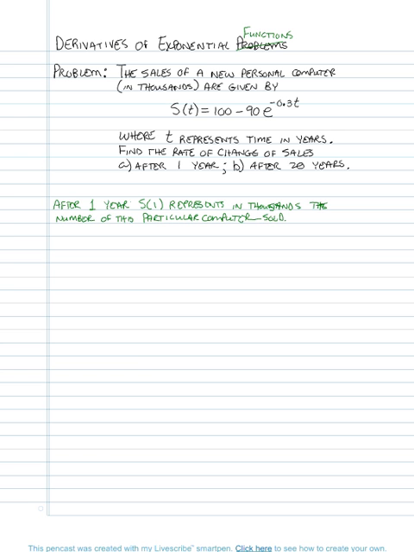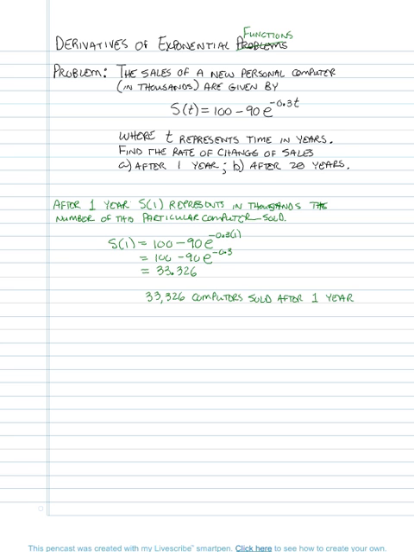And so the way we would calculate that is we'd put a 1 in for t and do the appropriate calculation. Now, t is 1 here, so we would have 100 minus 90 times e to the power of 1 times negative 0.3, which is just negative 0.3. That would require a calculator. This isn't really doing the problem that we're asked to do, but it gives us an idea of what's happening.